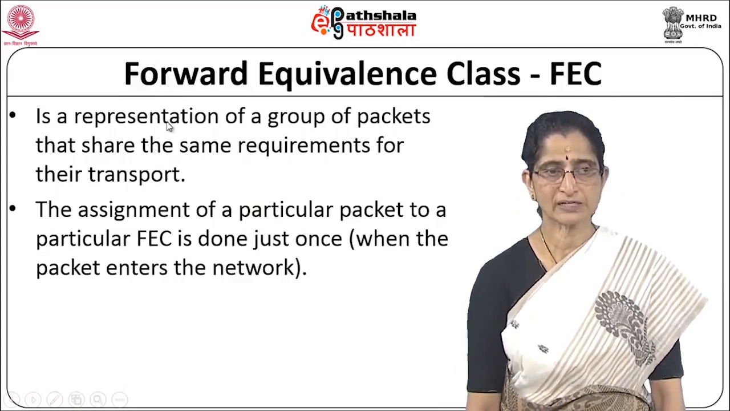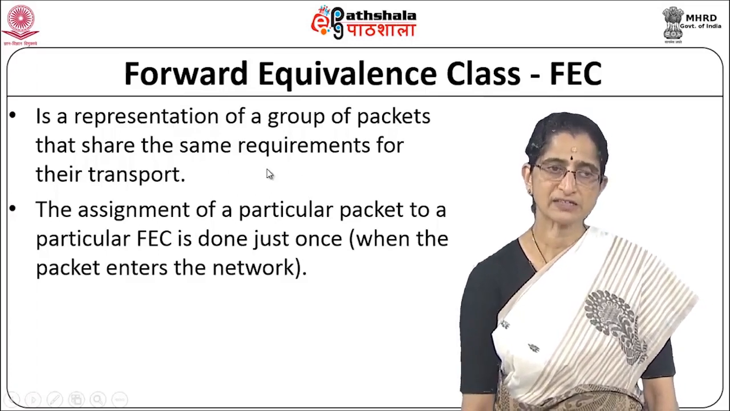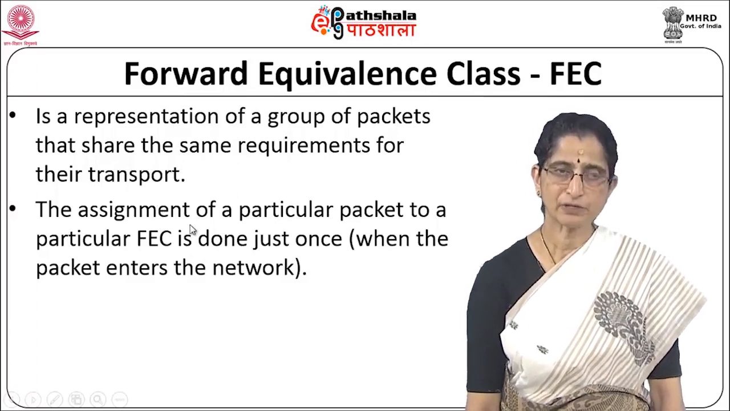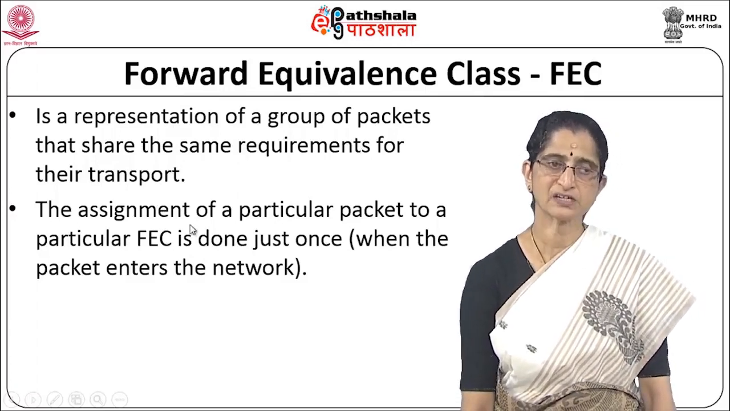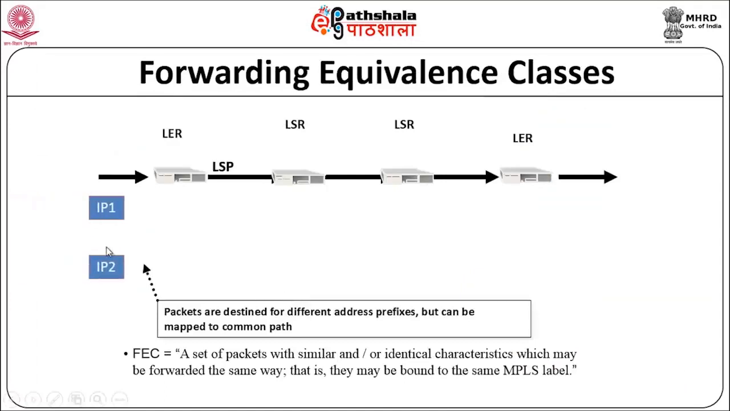So what this actually tells us is that it gives us a representation of a group of packets that share the same requirements for their transport. And the assignment of a particular packet to a particular FEC is done just once, that is when the packet enters the network. So for instance, if you have two packets IP1 and IP2, they are meant for two different destinations, but let's say they require the same kind of treatment. That is, they can be mapped to the same common path. Their address prefixes are different, but we would like them to go through the same common path.